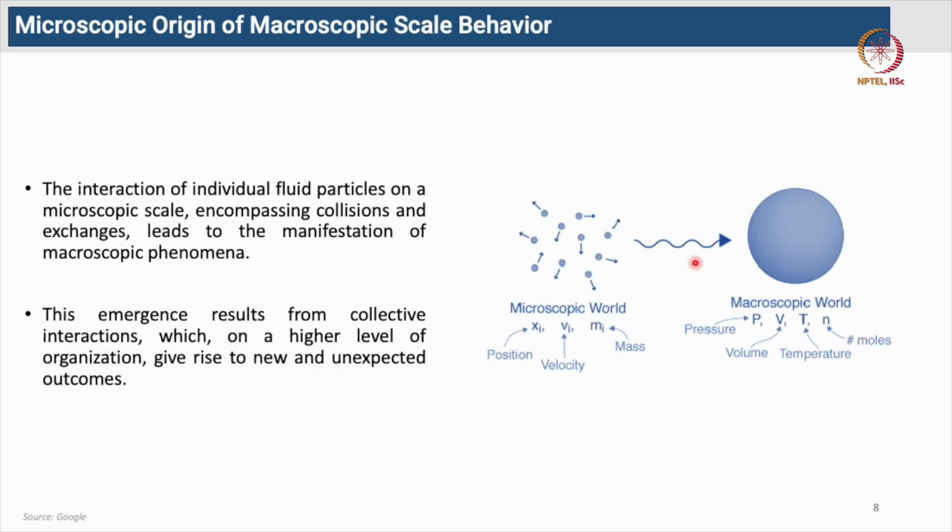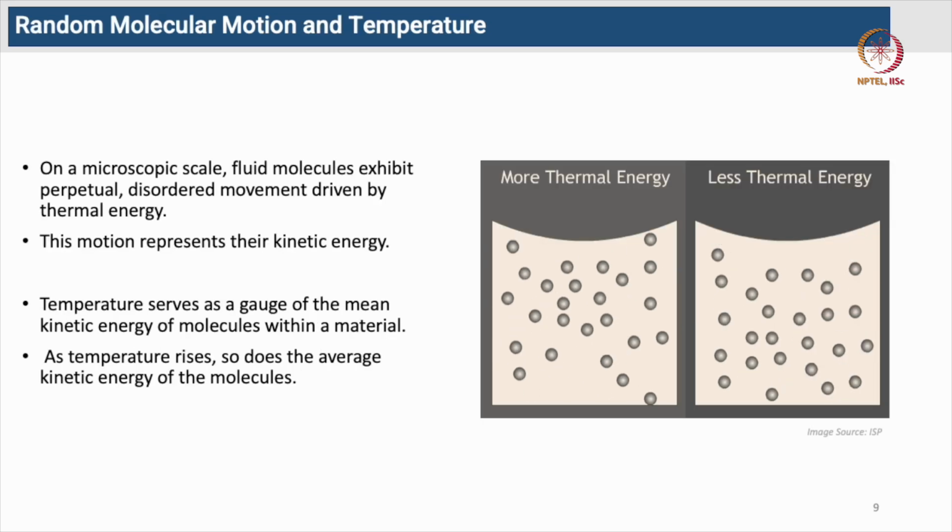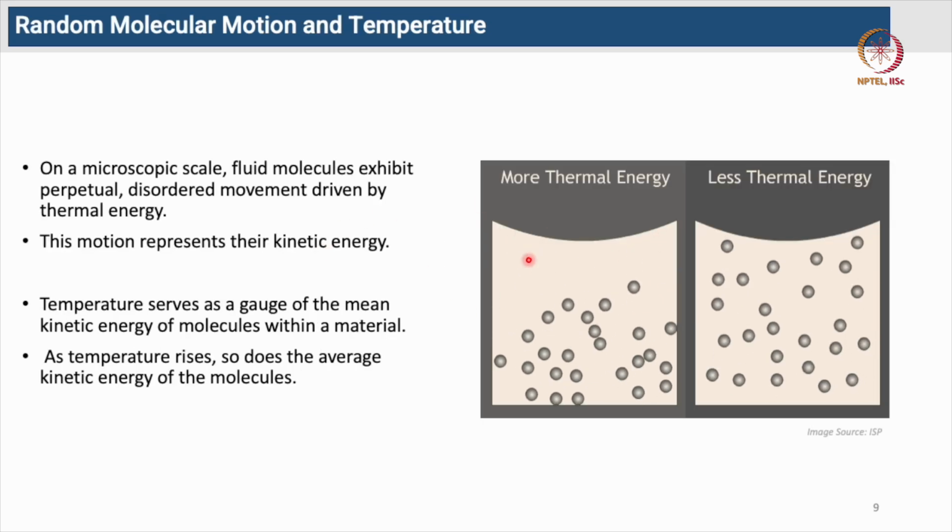Each of these things has a microscopic origin. When you look at fluid dynamics in the macroscopic world, you have pressure, volume, temperature, etc. All of these occur in the microscopic world, where the positions, velocity, and mass of each atom or molecule actually jitter, and the interaction at the microscopic level leads to collective interactions, leads to higher level organization, giving rise to the properties that we see in the macro scale world. So each of them has an underlying microscopic theory.